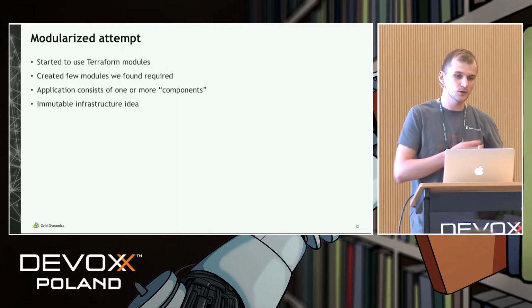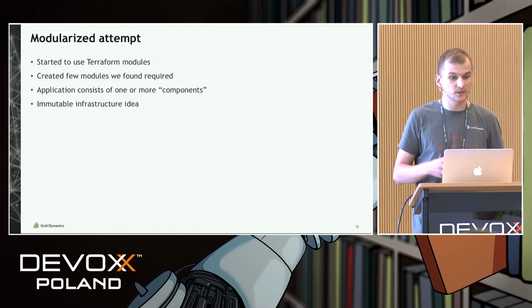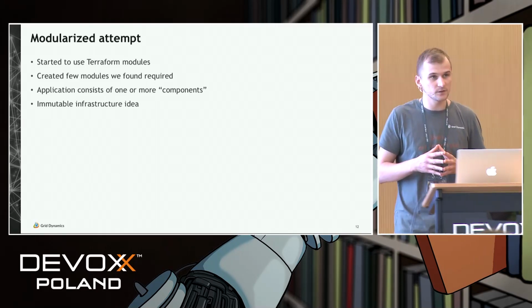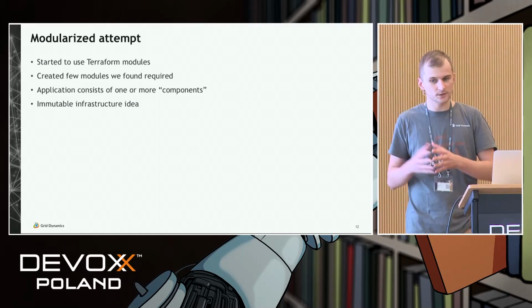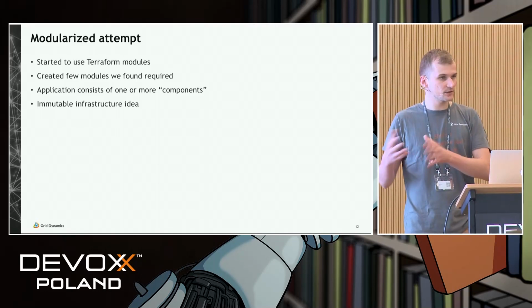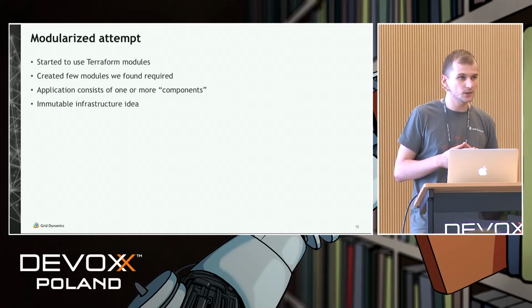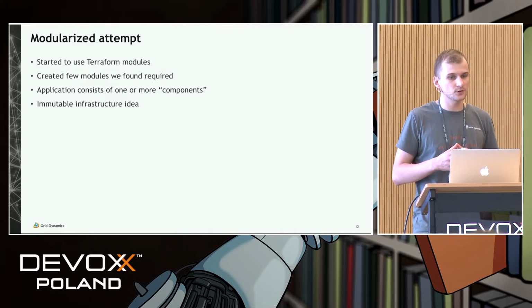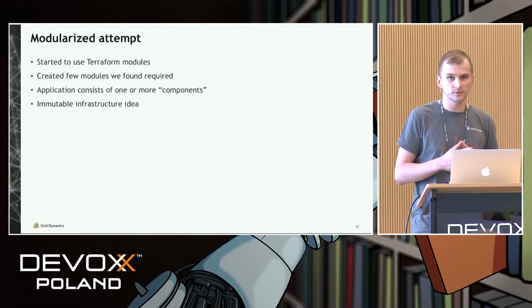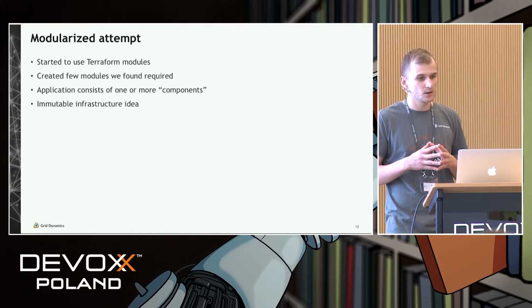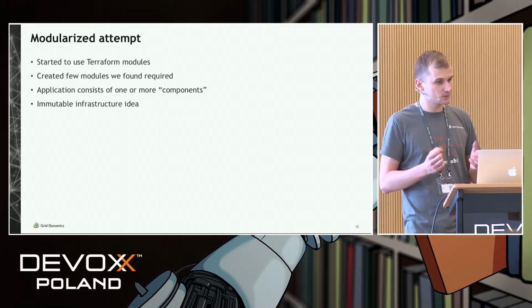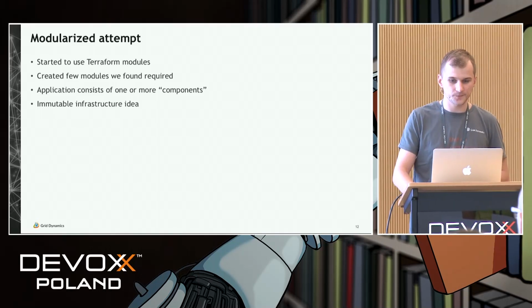And we started to introduce the idea of immutable infrastructure, because, okay, we are doing infrastructure as code. We are trying to migrate the client to the cloud. Why not introduce the idea of immutable infrastructure, which seems to fit very well to this entire scenario?